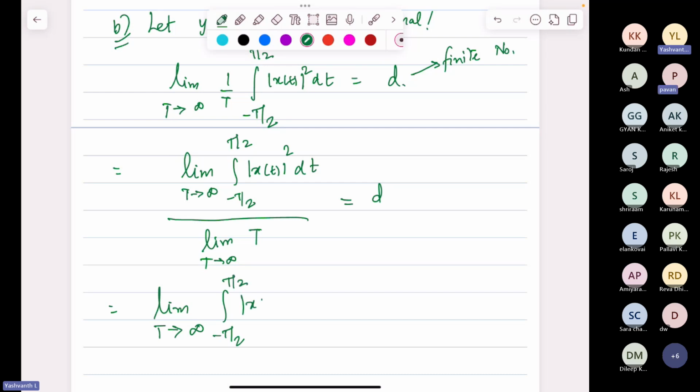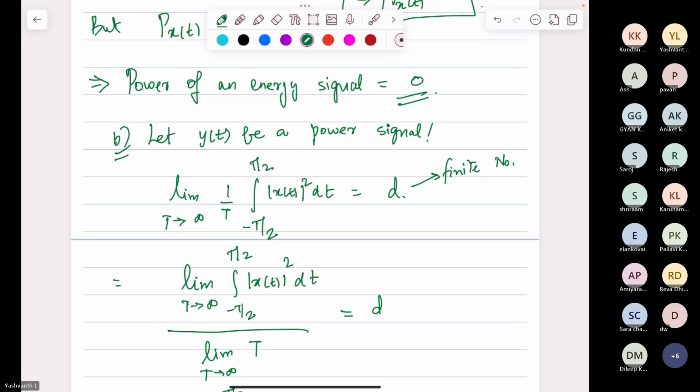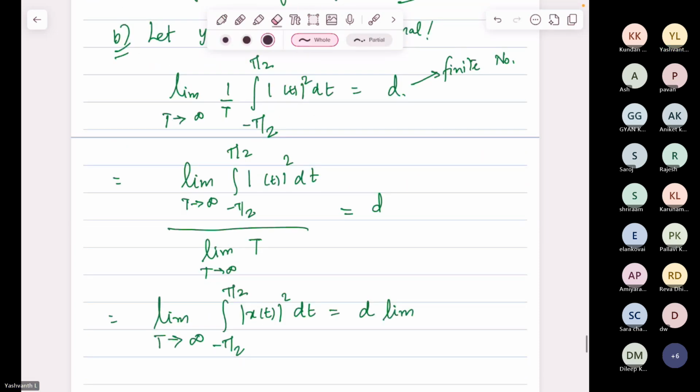Now this is the same as the limit as t tends to infinity of the integral from minus t by 2 to plus t by 2. Sir, mod x of t, should be y of t, no? Oh yeah, you're right. It should be y of t. It is y. The integral of mod y of t square dt is equal to d times the limit as t tends to infinity of t.